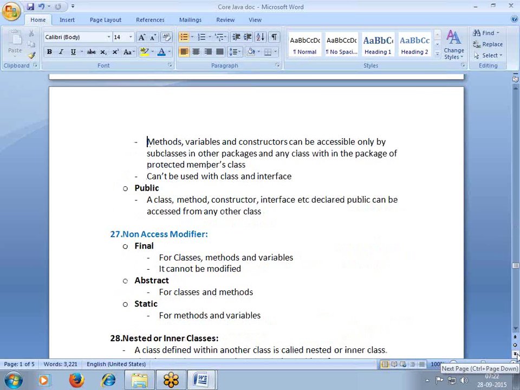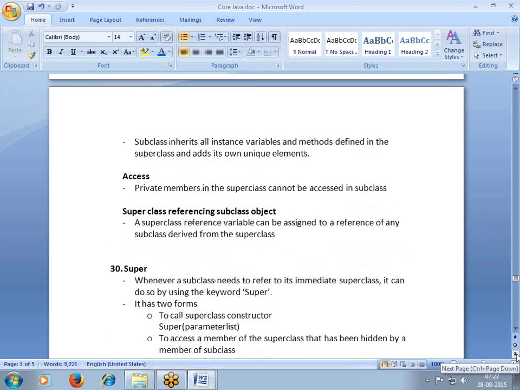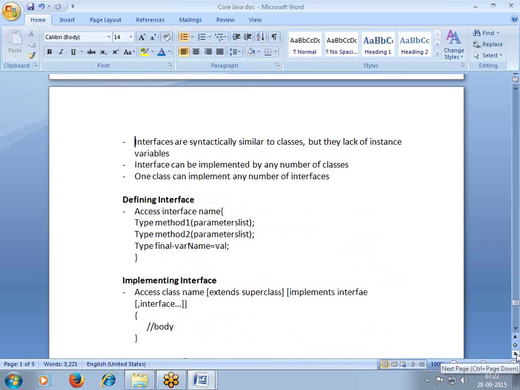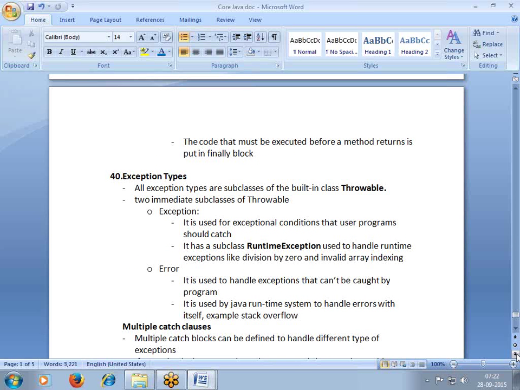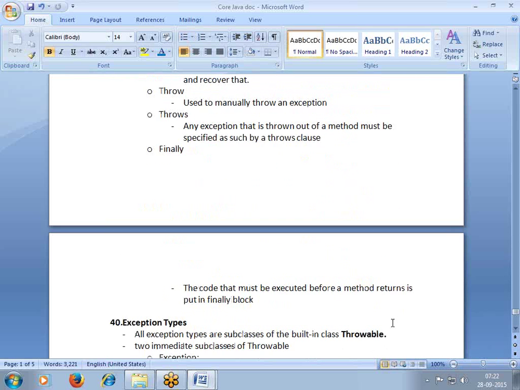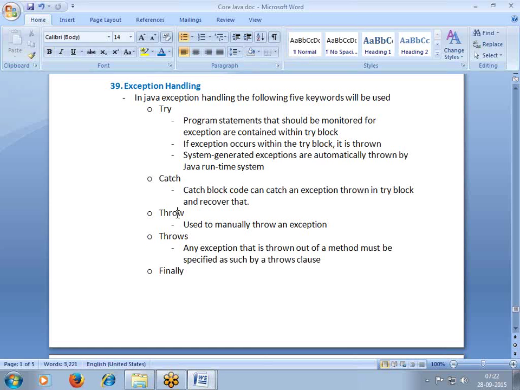Sir, one question. I went through yesterday's session. Only one doubt I'm having. Try and catch is understood. I'm having the doubt on throw and throws. We know throw is used to throw a known exception. During execution, if there is any error in the code, automatically Java will throw the error.